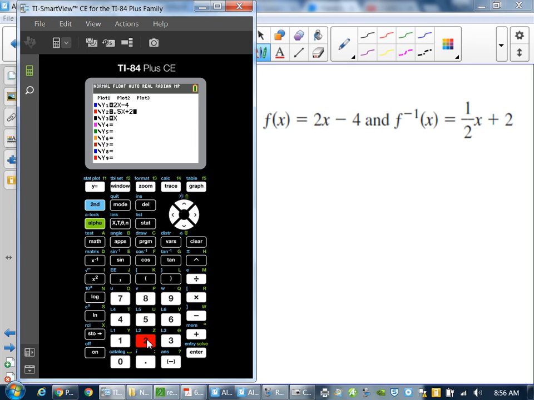What this value of x here is going to show is that the two graphs are symmetrical about the line y equals x. Now, if I didn't screw this up, I gotta change my window. If I go to a 10 by 10.